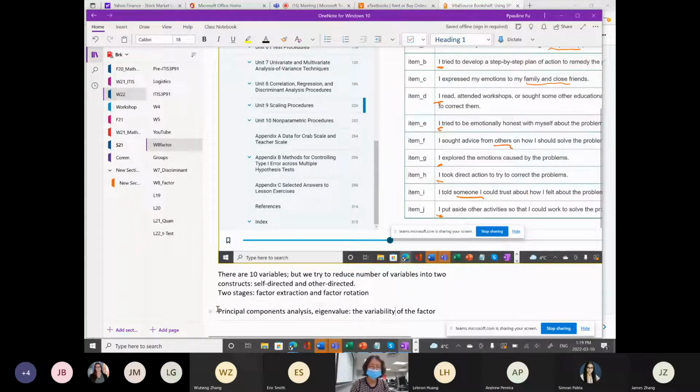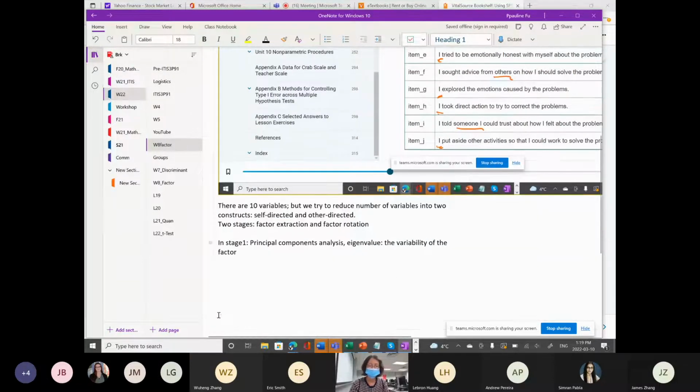So that is 2 stages. In stage 1, we use principal component analysis. And then in stage 2, those stages are done behind the SPSS. We do not see it, it is inside the box, okay? This is the theoretical explanation. So in stage 2, we rotate the factor. And the rotated factor may be unrelated or may be related. So in this stage, it could be orthogonal.